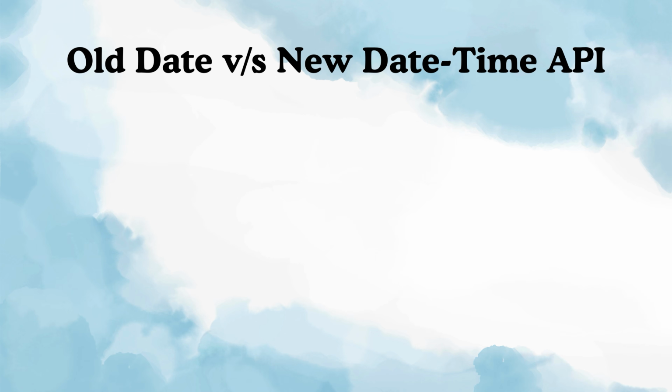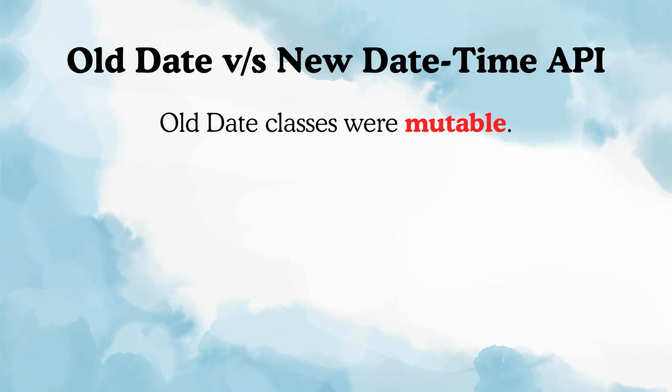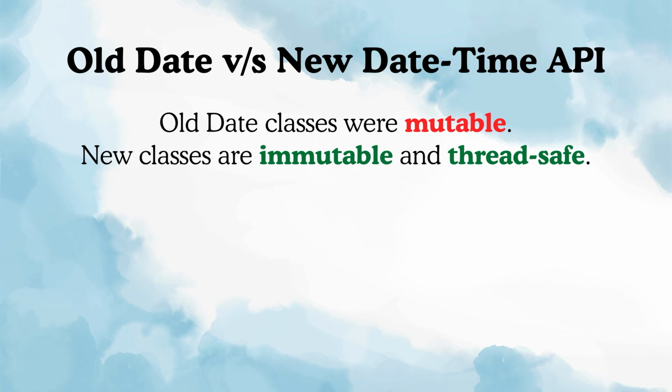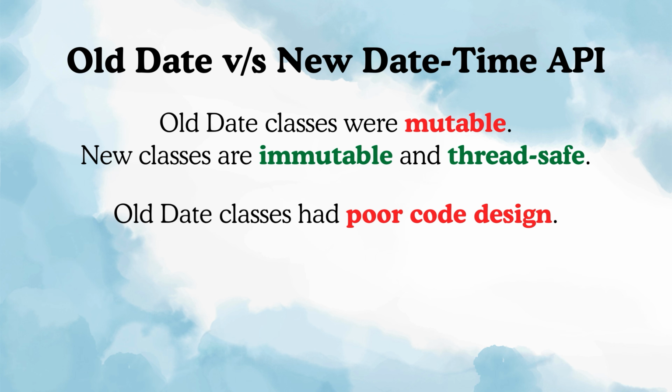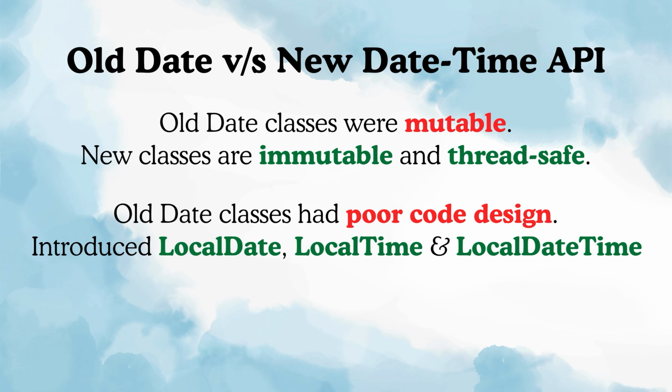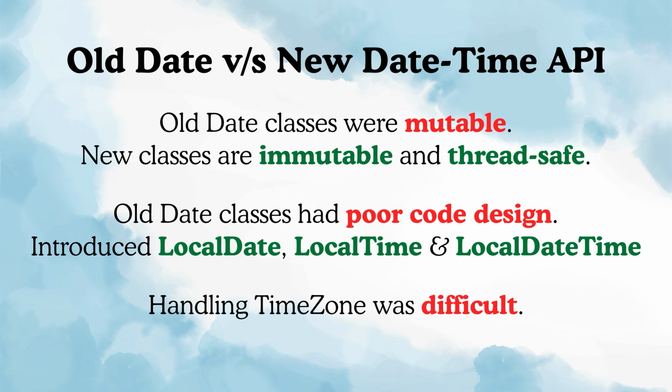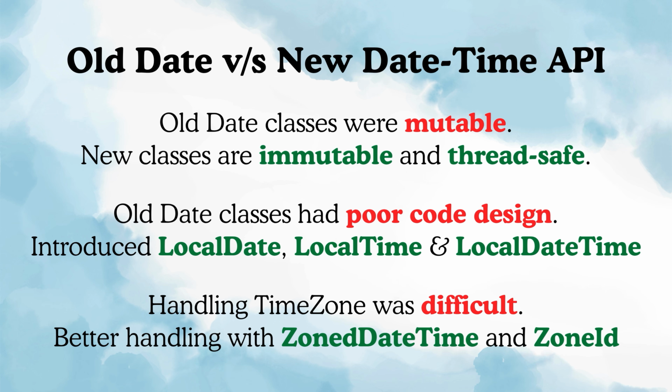Now what exactly was improved? Earlier, the old classes were mutable, which made them error prone. But in the new package, all classes are immutable and thread safe, making them much safer to use. The old classes were also confusing and poorly designed, but the new package provides clear and separate classes like LocalDate, LocalTime, and LocalDateTime, each serving a specific purpose. Also, handling time zones was quite complicated before, but now it is much simpler with dedicated classes like ZonedDateTime and ZoneId.